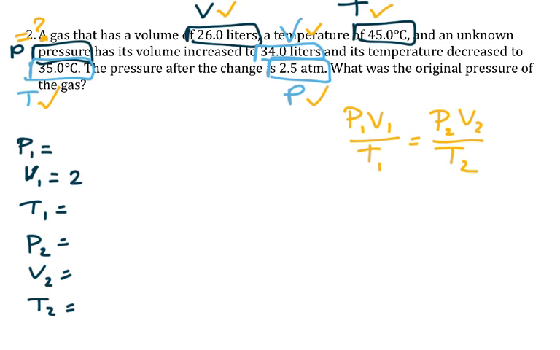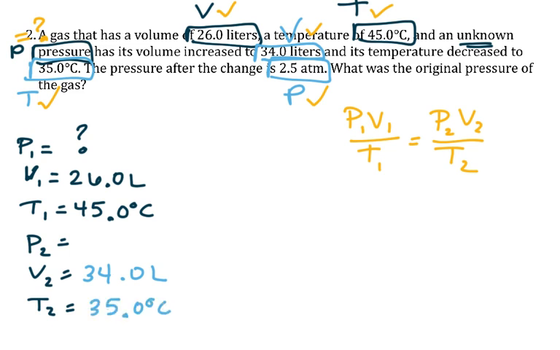So that volume of 26 liters at the start, I'm going to use that first sentence as my starting point because it talks about it changing later. Temperature is 45 degrees Celsius, and unknown pressure, unknown means that's what I'm looking for, P1. Then the volume is increased, so 34 liters, and its temperature is decreased to 35 degrees Celsius, and the pressure is now 2.5 ATM. I can see I've got 5 things that I know and 1 thing that I don't.